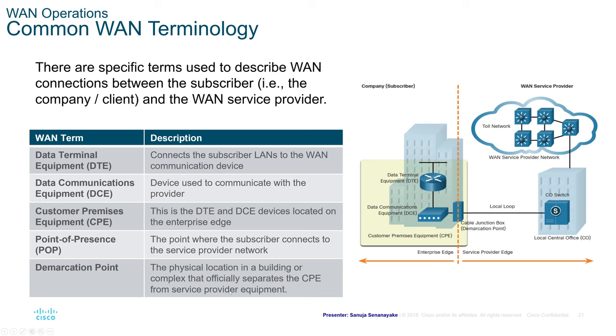That's the demarcation point. So on the right-hand side, we have a visual diagram of some of these items described here. So we have a campus with data terminal equipment, or DTE, and data communication equipment, DCE, also in here. And right here, this division is where the cable junction point box is going to be, where your ISP cables and everything come into your building. And that would be considered the demarcation point. Typically on home networks or small business networks, your service provider's agreement ends at the demarcation point.